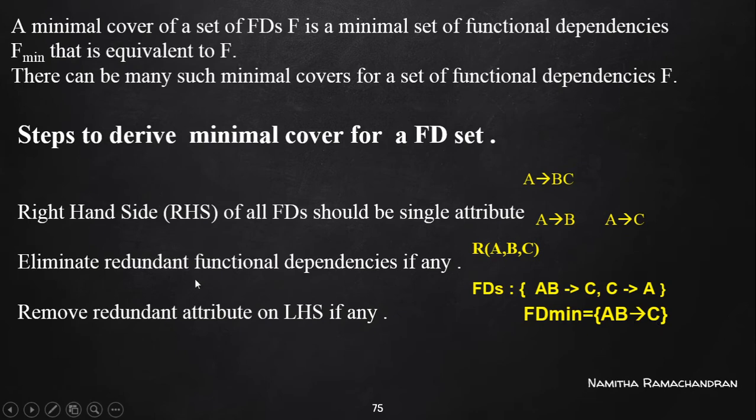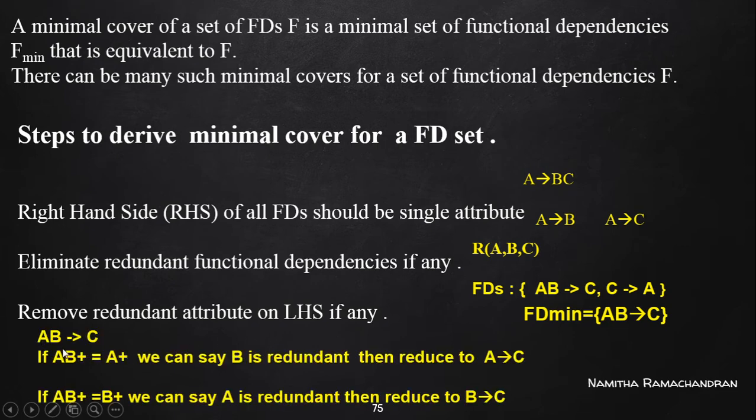The second step is to eliminate redundant functional dependencies if any. And the third and final step is to remove redundant attributes on the LHS. Consider each and every dependency present in the set and check the LHS part. If there exists any redundant attribute in the LHS part of the dependencies, then remove it. For that, what do we want to do? Consider a dependency like this: AB implies C. Here, the LHS part contains more than one attribute.